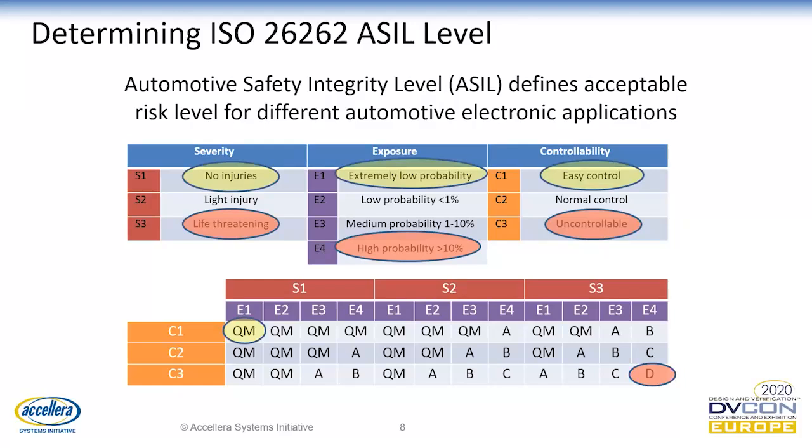At the lowest level, we have no injuries, extremely low probability, and easy to control, and this is very easy to manage with a simple quality management process. You can have these ASIL levels for any equipment present in the automotive. So there are ASIL levels from the lowest, A, B, C, to the highest level, D. Based on the functionality, you define the ASIL level for any equipment to be used in automotive.